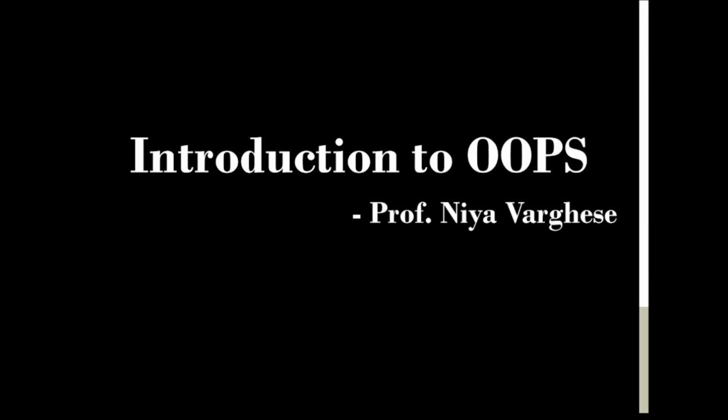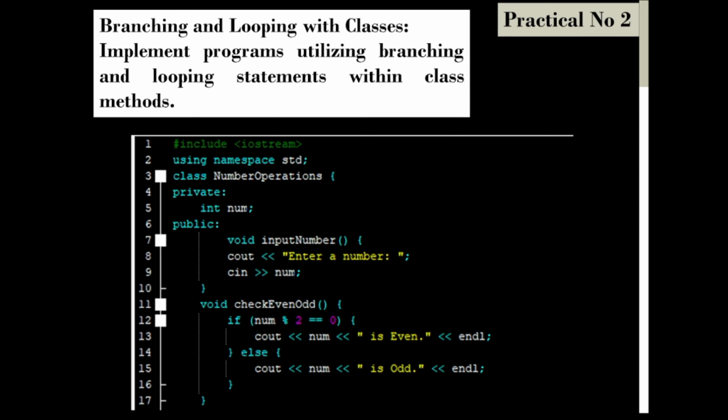Hi everyone. In this video, we will explore practical number 2, which demonstrates how branching, that is if else, and looping, that is for loop, are implemented inside the class method in C++. So this is the question. In this program, you're going to perform 3 key tasks.